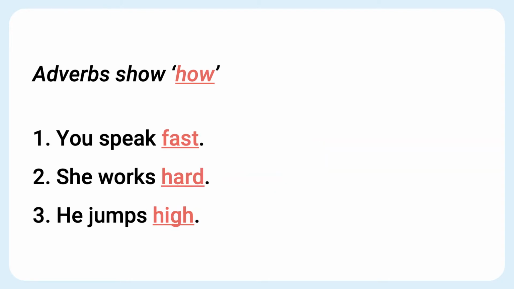Now, take a look at these ones here. These are also adverbs showing how. We have fast, hard, and high, as in you speak fast, or she works hard, or he jumps high. These are also adverbs because what they're doing is they are modifying or adding information to the verb. So you speak fast. Can you see how fast influences or changes that verb? You speak fast. She works hard.